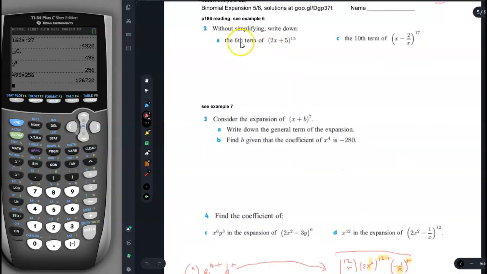Without simplifying, write down the sixth term of (2x + 5)^15. What they mean by not simplifying is we don't want to expand the whole thing. We just want to write down one term. How do we write down just one term without expanding the whole thing?